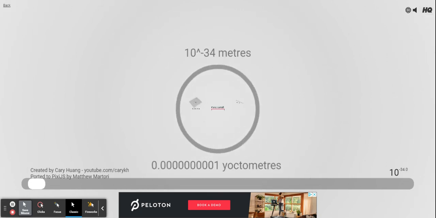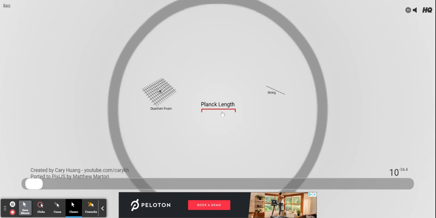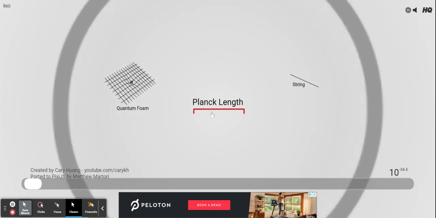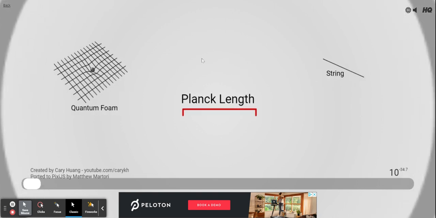If we go, here we are. We have something called the Planck Length. This length represents the smallest length that can possibly exist. And we have these things called quantum foam and string. This is to do with when they talk about string theory and so on. They also refer to something called M theory, and that's basically apparently what all of reality is made out of. But it's all a theory, of course. I don't know if we'll ever actually get evidence to prove that.